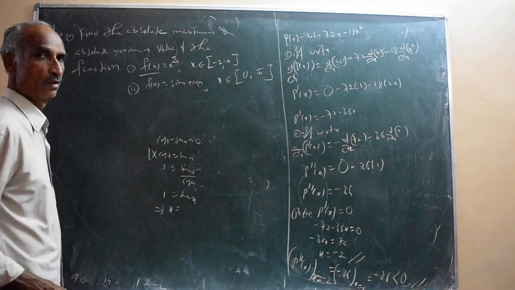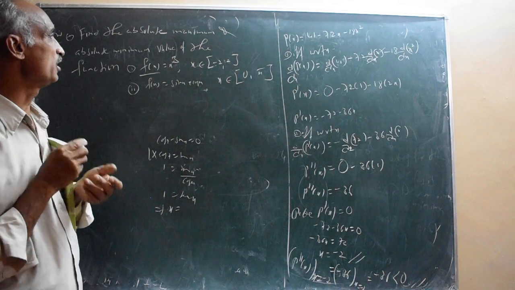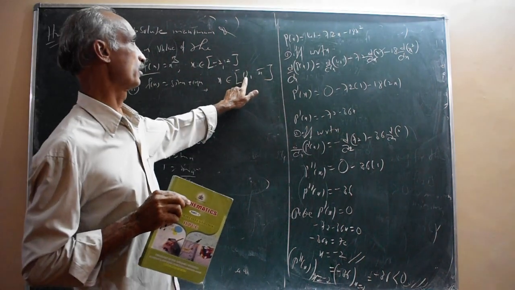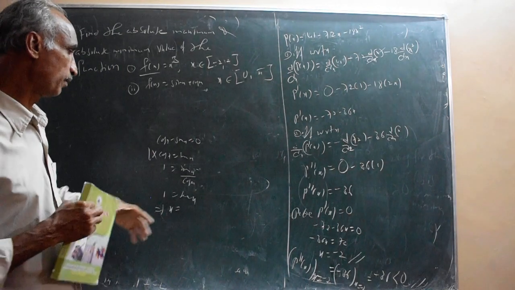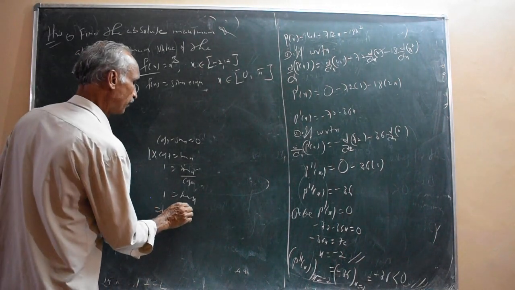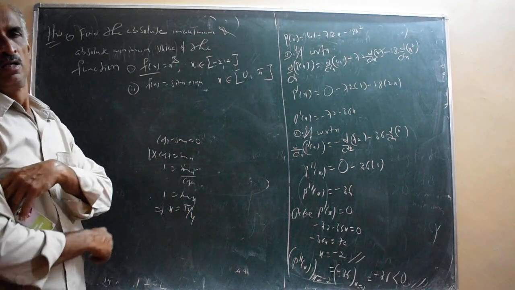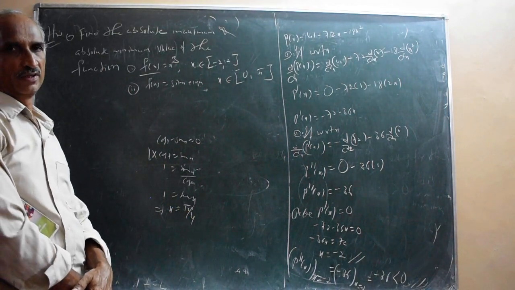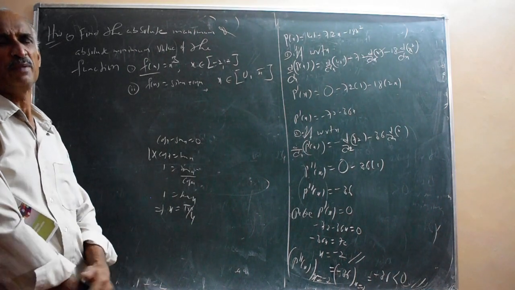If 1 is equal to tan x, then tan is positive, so which quadrants? First and third. But the third is not admissible here because the x value should be within 0 to 180, so first and second. Therefore x is equal to 45 degrees, that is pi by 4. One critical point I got, x equals pi by 4. Maybe it is the point of maximum, maybe the point of minimum.